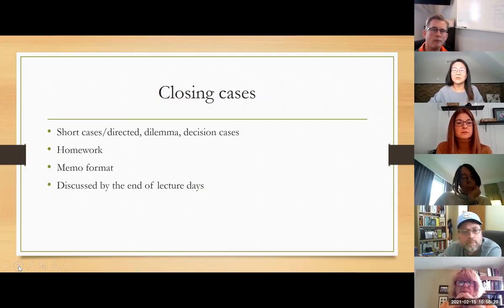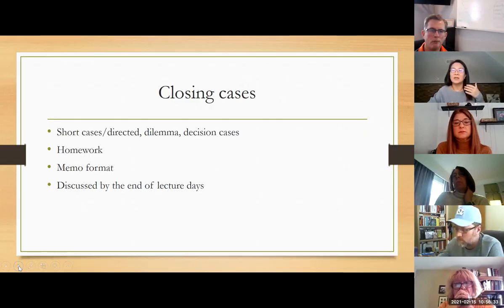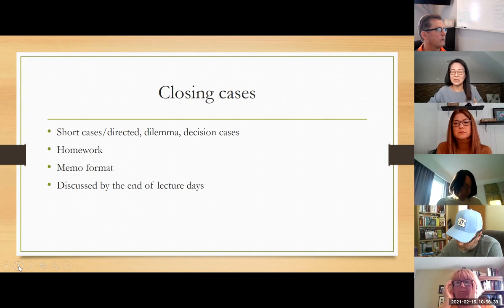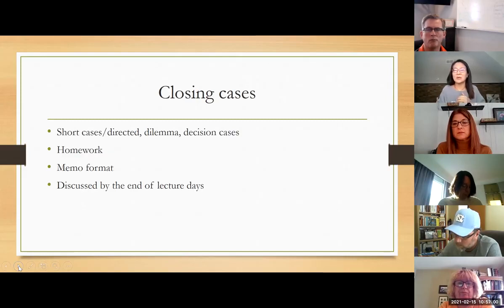I require students to read and take quick notes to participate in class discussion and gain participation points. I also have written assignments that are a little bit longer. The smaller cases I used before are maybe half a page or one page. The closing cases are usually one or two pages long. These can be direct cases, dilemma, or decision making, and also cases related to what we talk about in class.